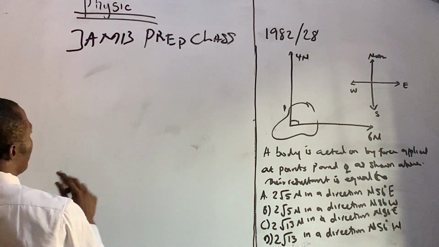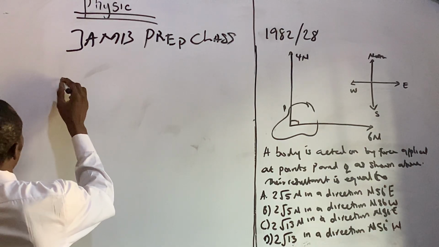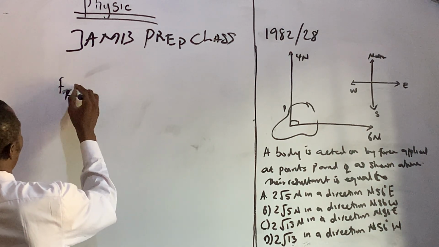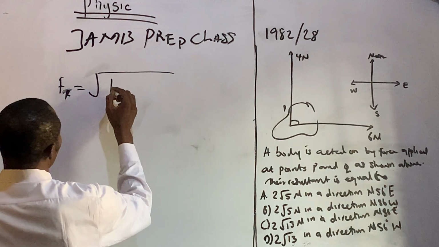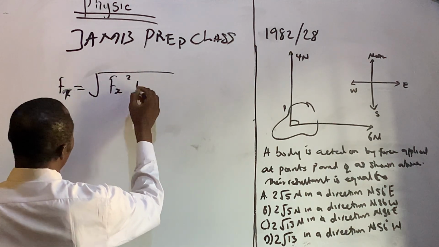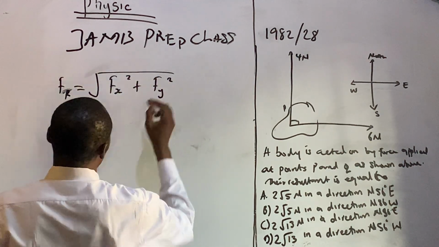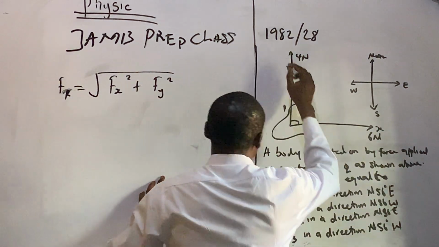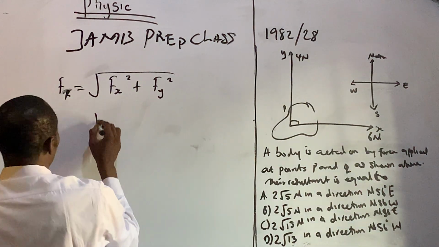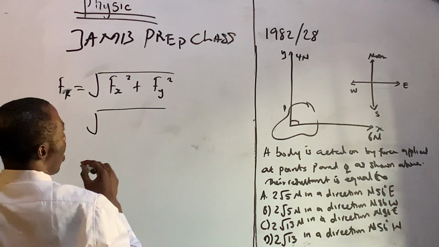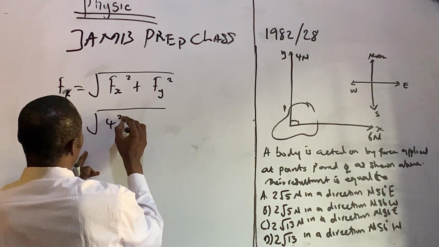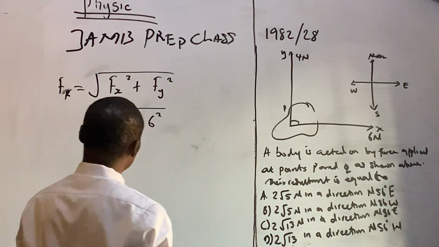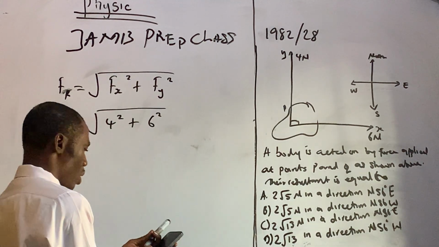Let's solve the problem. We know that the resultant force, Fr, is equal to the square root of Fx squared plus Fy squared. We need to know that this is the x component and this is the y component. So what I have now is the square root of 4 raised to the power of 2 plus 6 raised to the power of 2. Let's do that in our calculator and see what we're going to have.